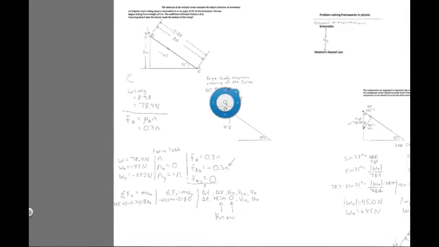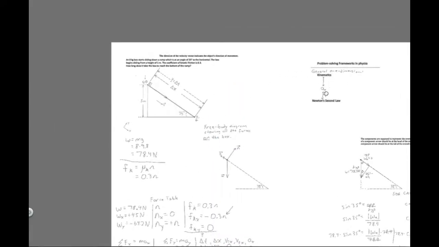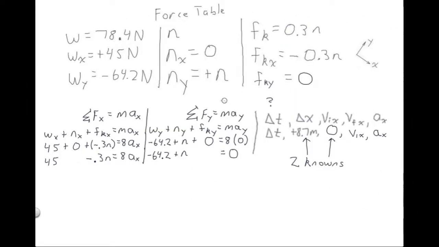Well, remember that our plan is to use Newton's second law to find a sub x, and then we can plug that into kinematics. So now it's natural to move over to our Newton's second law x equation and try to use this equation to solve for a sub x so that we can plug that into kinematics. But are we ready to use this column? Well, count the unknowns. Notice that there are 2 unknowns still left in this left-hand column. We still don't know little n, and we still don't know a sub x. So it looks like we're not ready yet to use this left-hand column because there's still 2 unknowns.